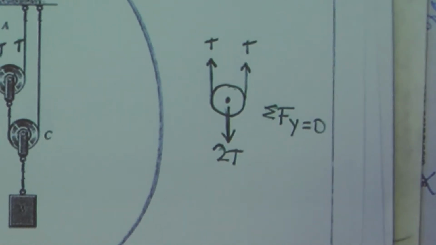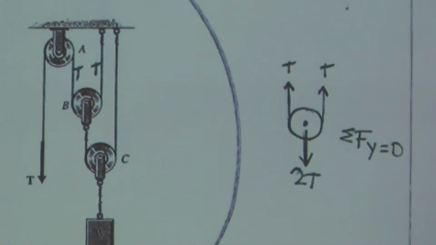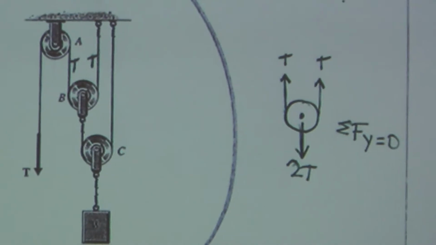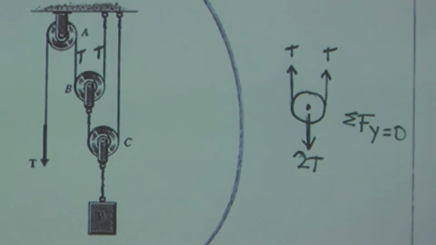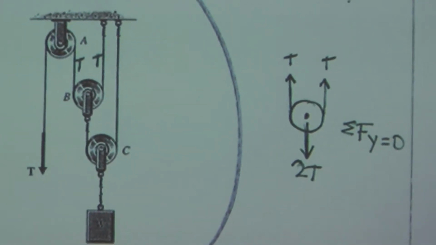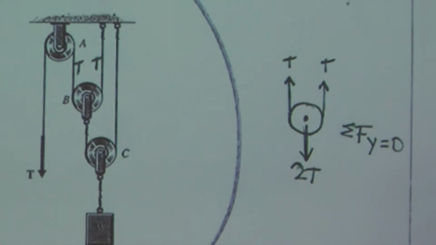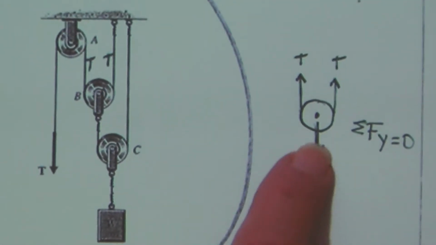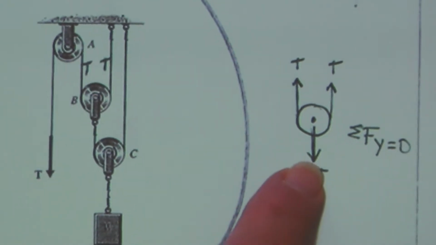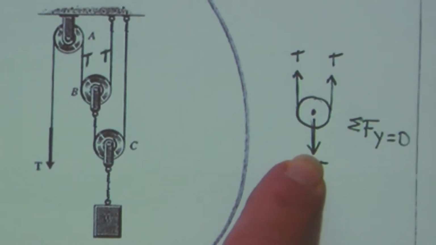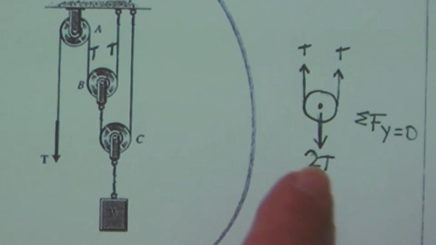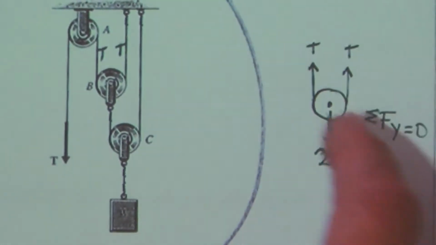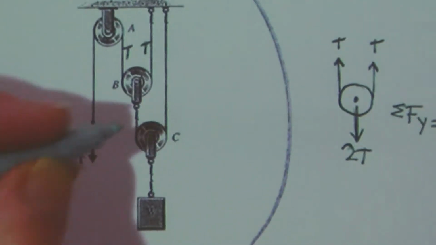Does that make sense to everybody? That in order for this pulley to be static, if it's being pulled up by 2T, the bottom cable has to be 2T, otherwise the pulley is going to go up or down. So what happens if this is only T? The pulley's going to fly up. What if this is 3T? The pulley's going to fly down. So the only way for it to be in static equilibrium is if 2T's going up, 2T's got to be going down. So we have a 2T here.